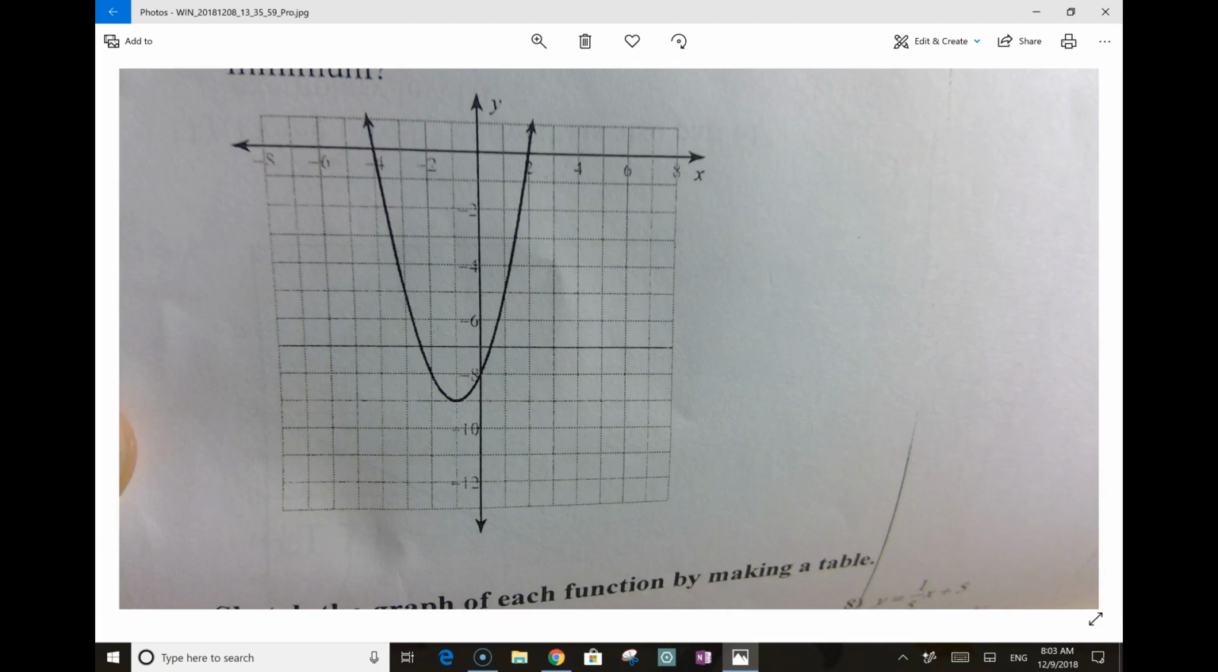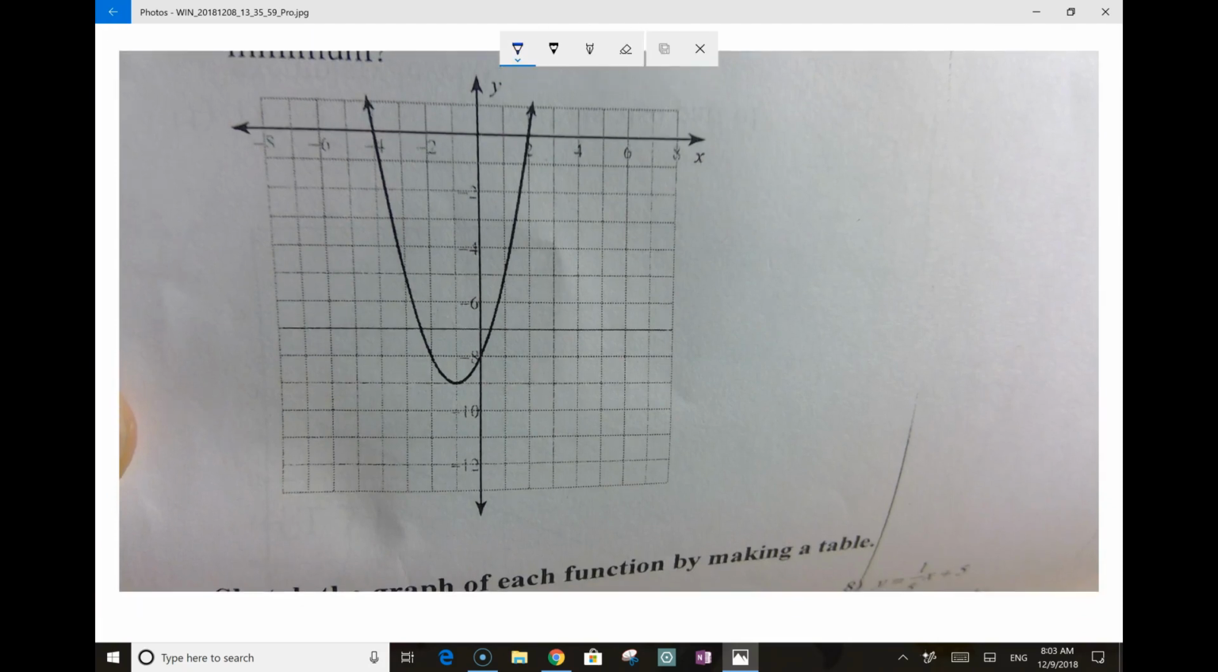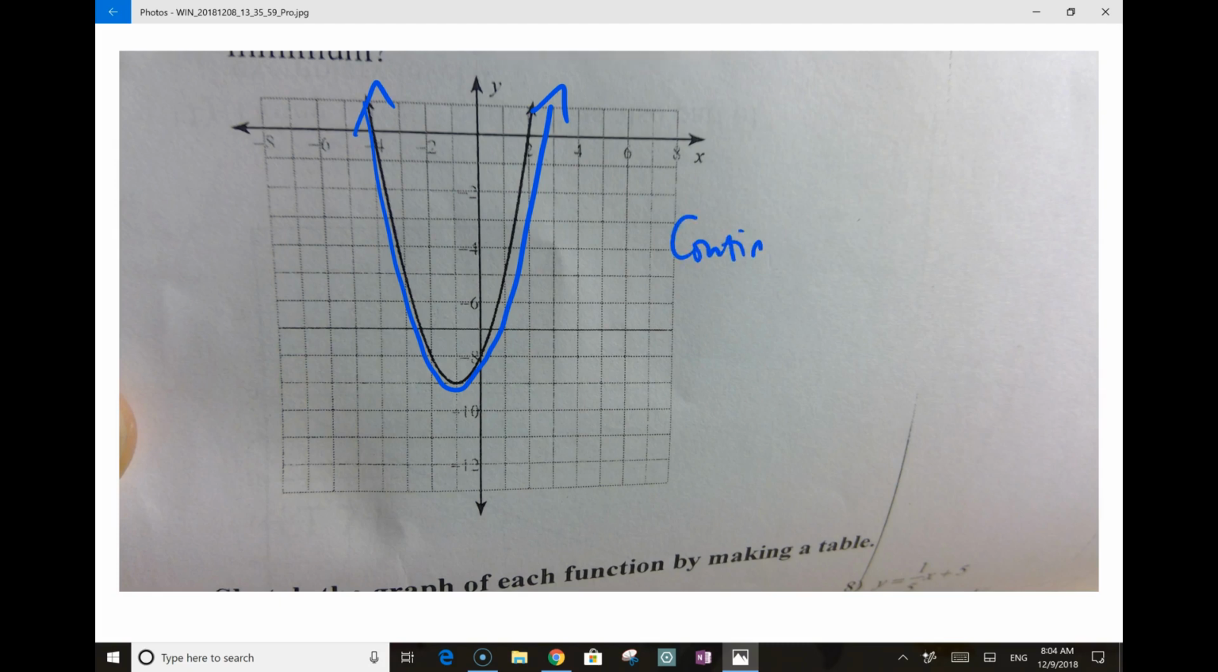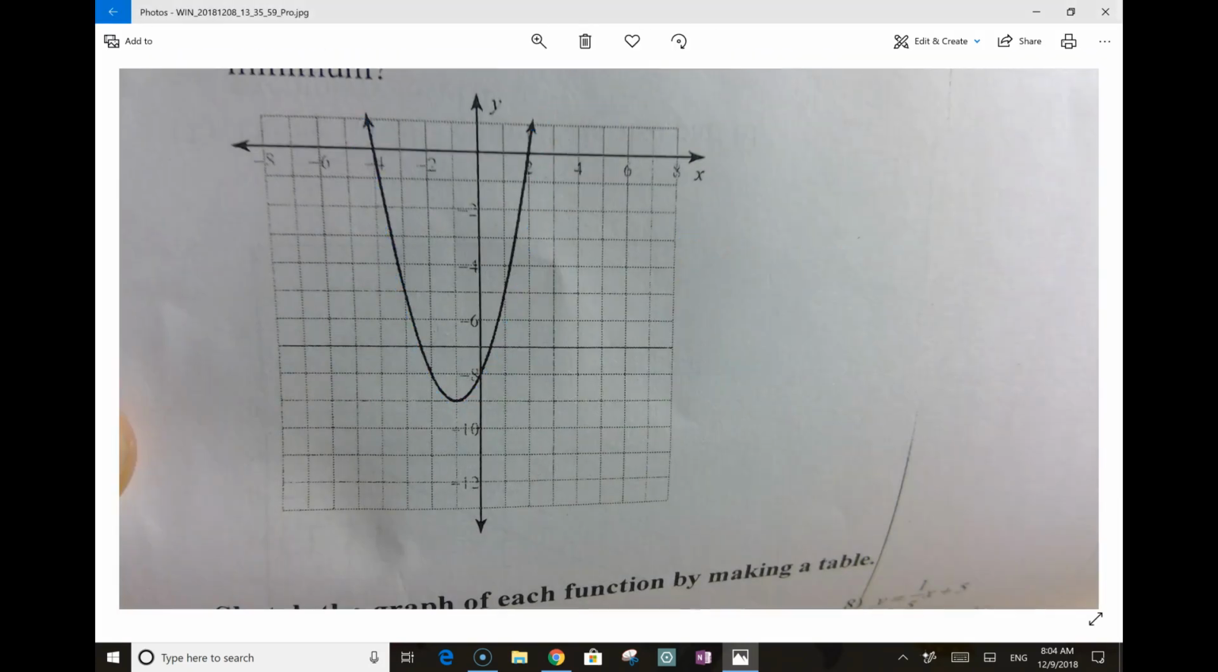This graph is in fact continuous, and continuity has to do with the fact that a graph is unbroken as you follow through it. So the fact that this graph continues, and it continues forever, as I mentioned before, indicates it is in fact continuous for that reason. Okay, pretty simple explanation.